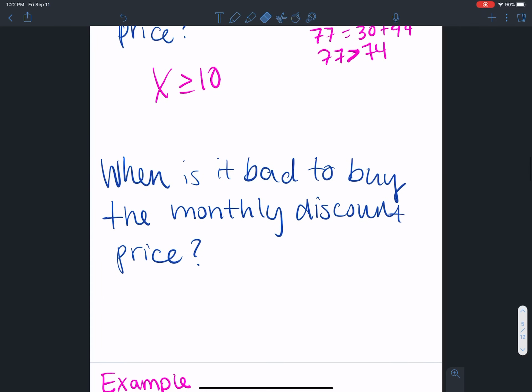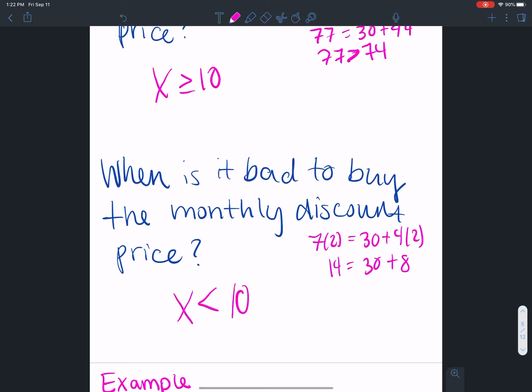When is it bad to buy the monthly discount price? Well, that's going to be when x is less than 10. Let's take a look at that. What if we only crossed twice? Okay, so 7 times 2 is 14. 4 times 2 is 8. Alright, 14 is less than 38. We see that. So we know that it's bad to buy the monthly discount when you're going less than 10 times. Because you are not getting your money's worth if you go less than 10 times.